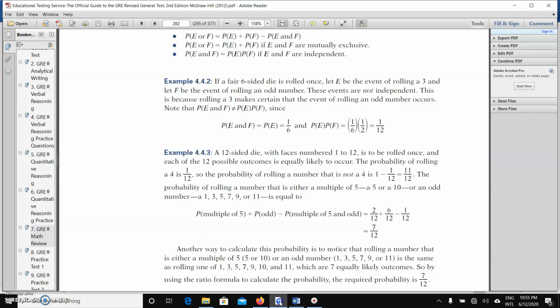So that's what we have here, and that's why they have this. So when you do it, you get 7 over 12. So you just have to understand it. You know the reason why we have this formula.